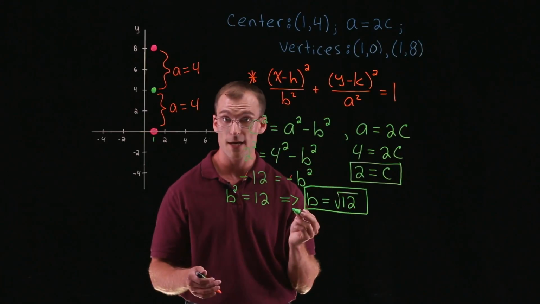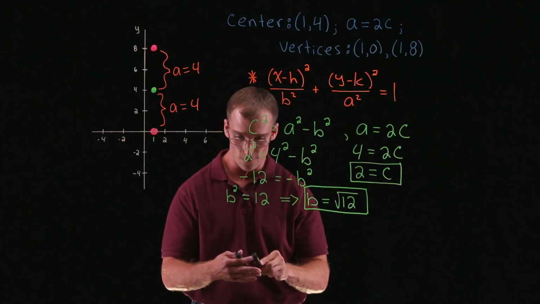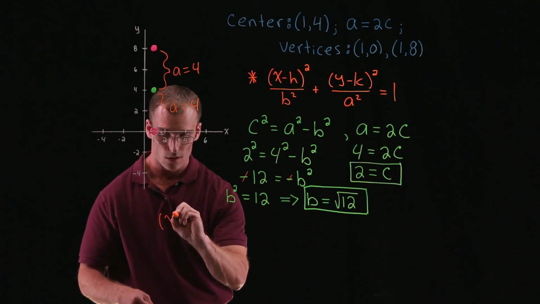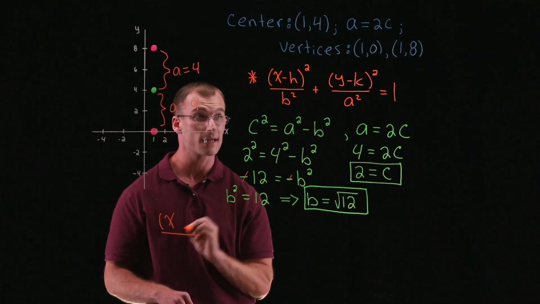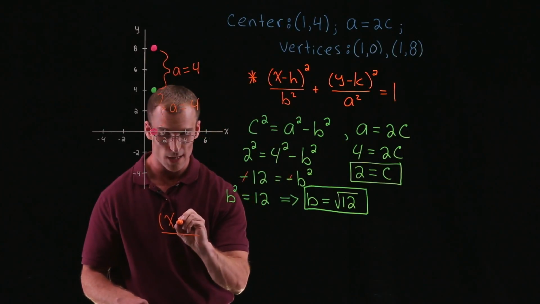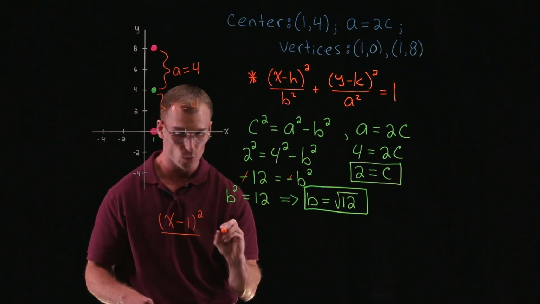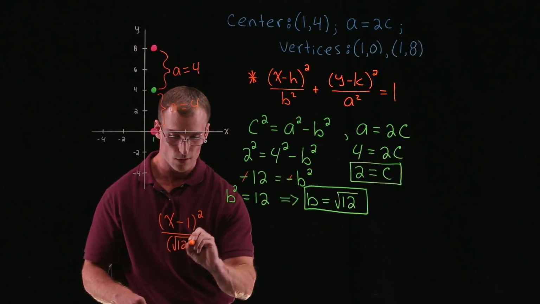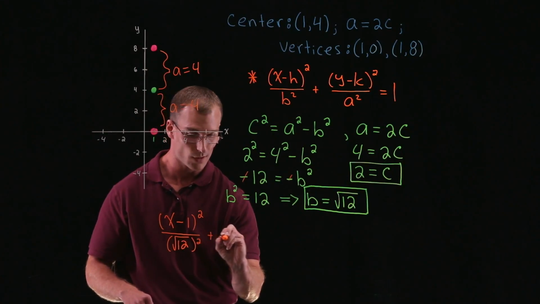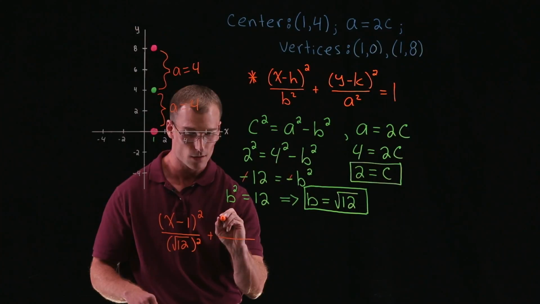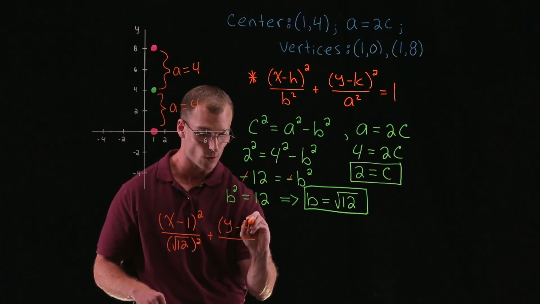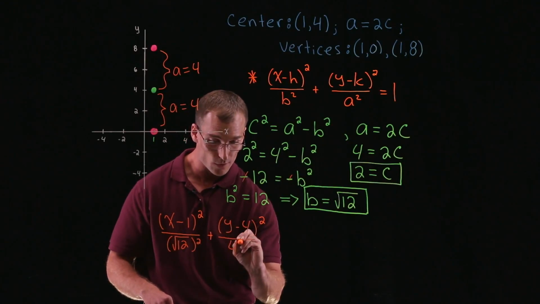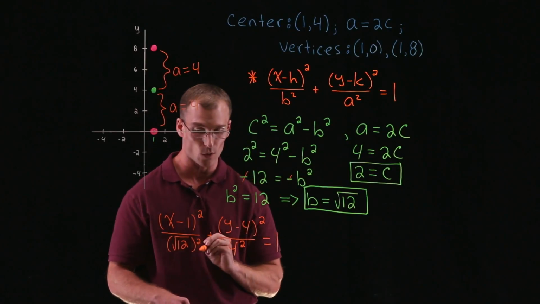Okay, now we have our a and our b, and like we said, we can put that into our standard form and see what we get. So, taking it on the top, x minus h, the x coordinate of our center, so x minus 1 squared, all over b squared, or the square root of 12 squared, plus y minus k, or y minus 4, quantity squared, all over a squared, or divided by 4 squared, and that's equal to 1.